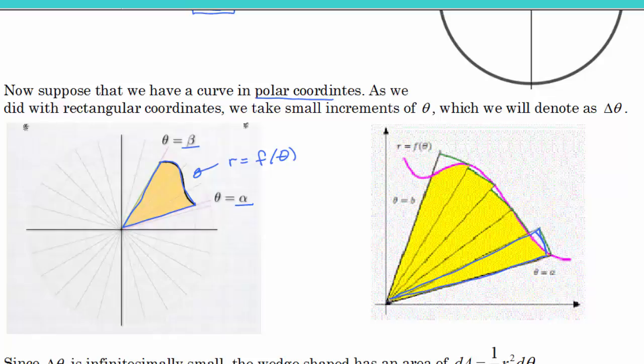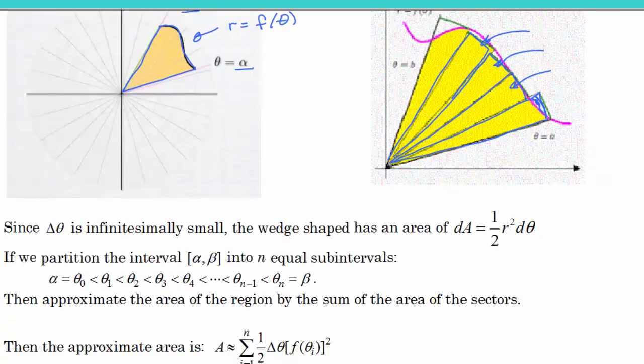So like this sector would be a little bit bigger than the area I wanted because that area is above or bigger than the actual function. Then I would take this area, and you can see that would be a little bit smaller, and so forth. And so we would have an infinite amount of these sectors. So if we let delta theta be infinitesimally small, then of course that wedge shape has an area of 1/2 r squared d theta.